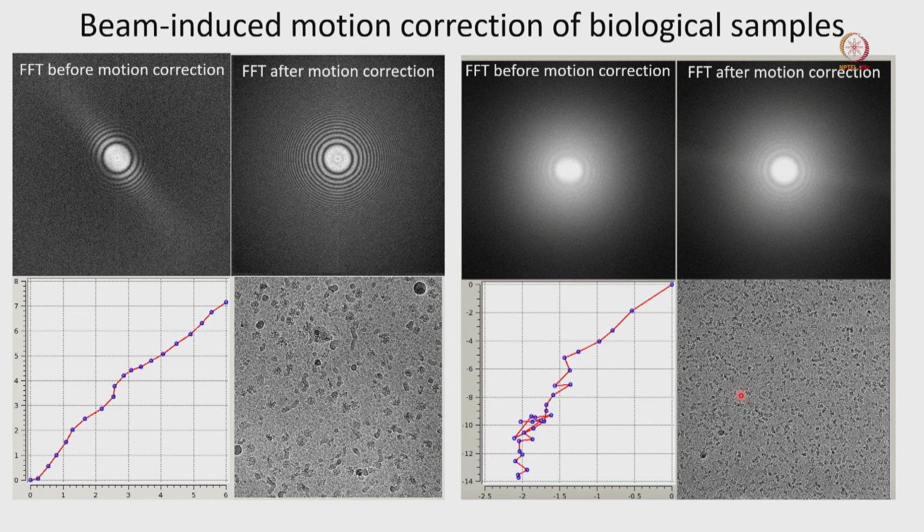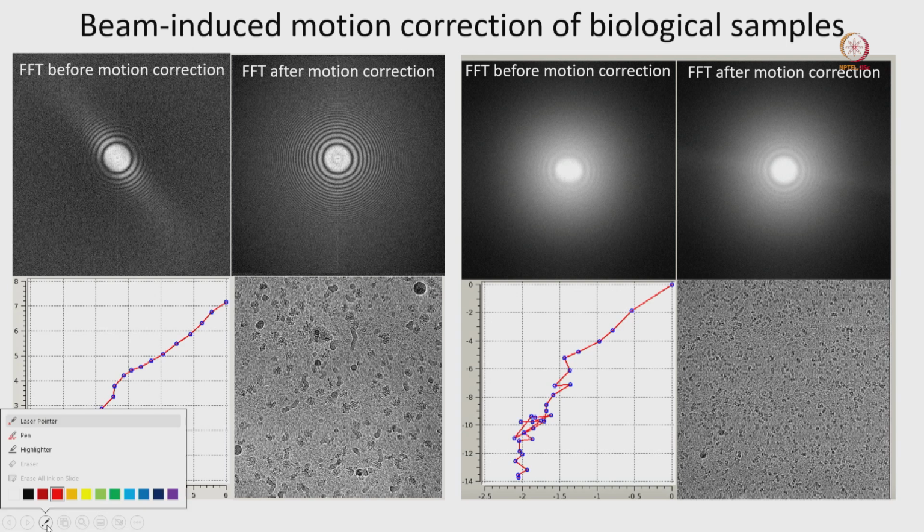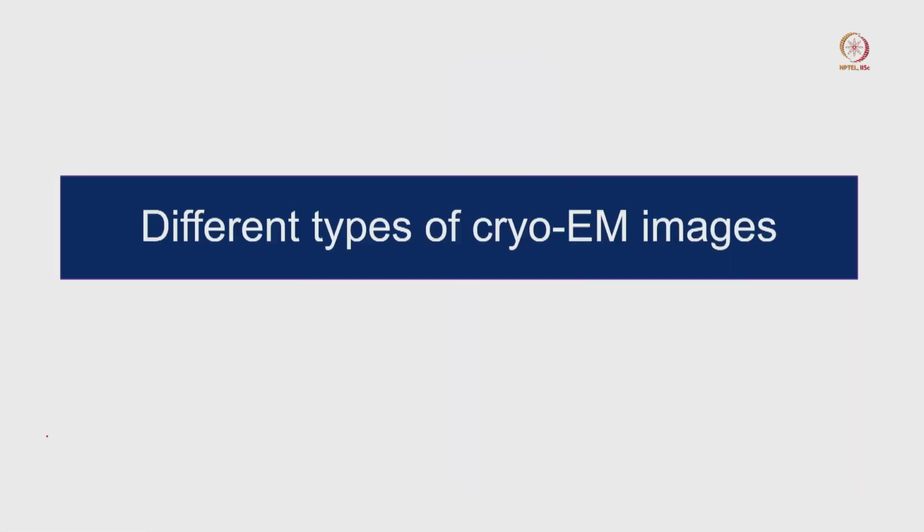Now we will discuss the next important part. When we are trying to image our sample, there are a couple of different possibilities. What are those possibilities? Now we are going to discuss the good image, the bad image, and different types of cryo-EM images.